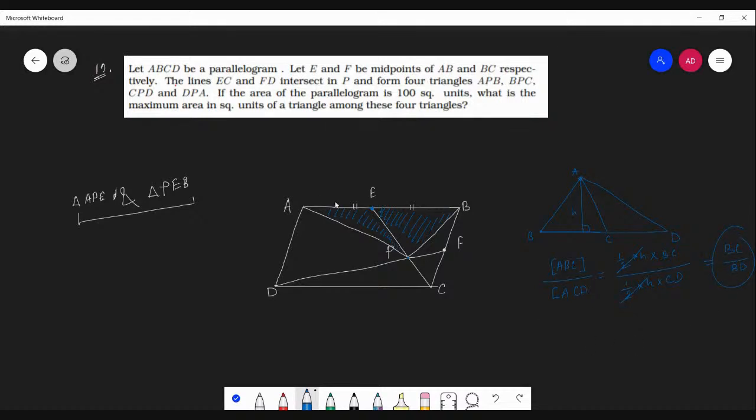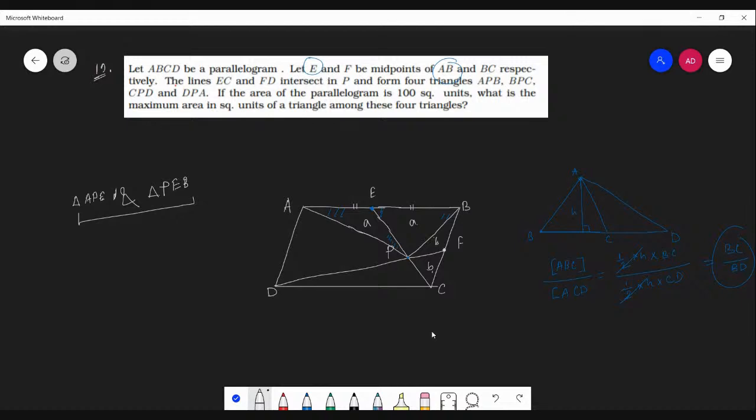Now we know that AE is equal to EB because it's given that E is the midpoint of AB. So they are the same. These two areas are basically the same. So I can take this as area A and this as area A. Similarly, with the same logic, these two areas are the same, so it's B.